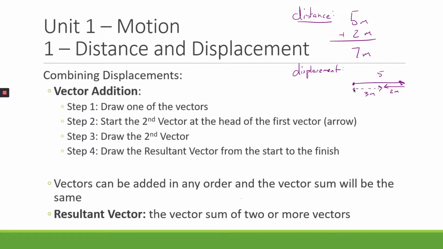Your change of position from here to here is only 3 meters in the positive direction. So your displacement is plus 3 meters, not 7. So there's a difference here. Here we used regular addition. This is just normal addition.